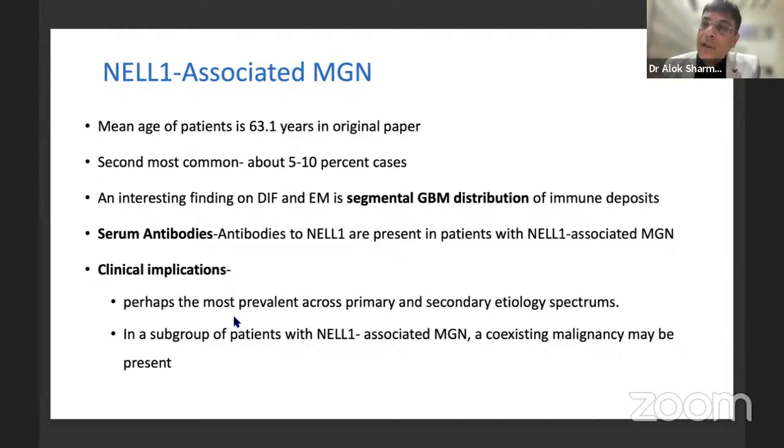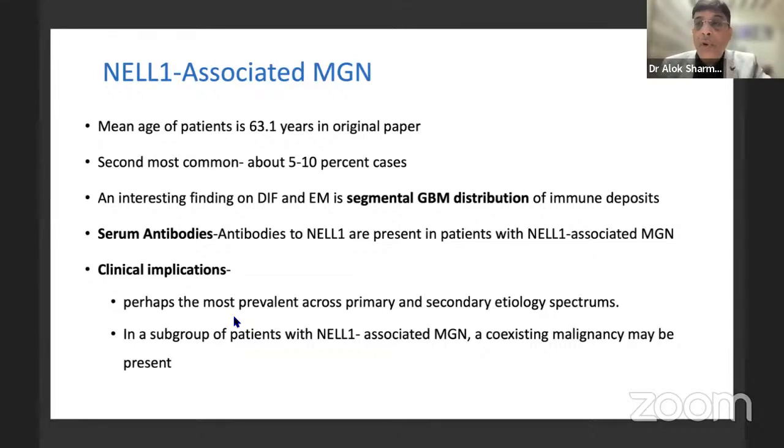Segmental MGN has been recognized over the last 2 or 3 decades. It's not something new. But now we know that a large number of these segmental MGNs are actually NELL1 associated membranous GN. And if you talk about the so-called primary and secondary spectrums, a term which is now losing its relevance completely, NELL1 probably is the most prevalent across both these spectrums. So you will have cases where you will be able to pinpoint an etiology, and there will be cases where you would probably call it a primary NELL1 associated membranous GN. And in the original cohort, which was described by Mayo Clinic, a strong emphasis was laid on NELL1 being associated with malignancies.